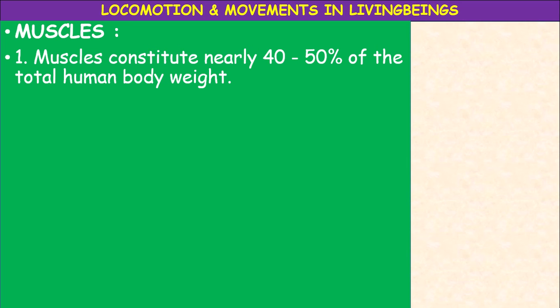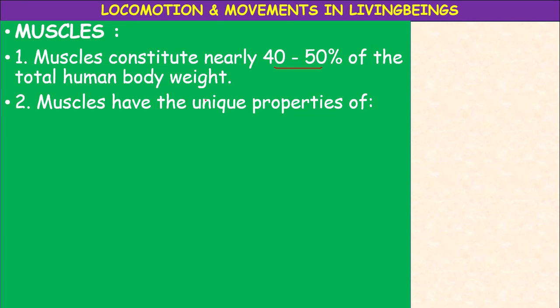Muscles constitute nearly 40 to 50% of the total human body weight. Next, these muscles have unique properties. What are the properties of muscles? They show excitability. Okay, they get excited.